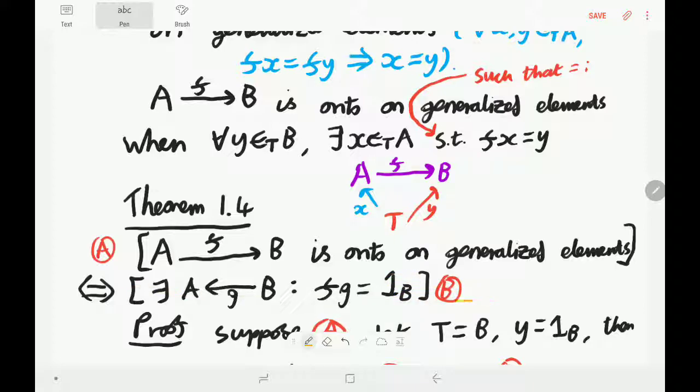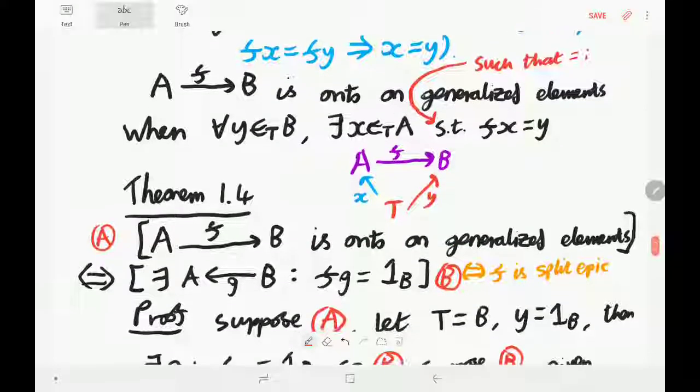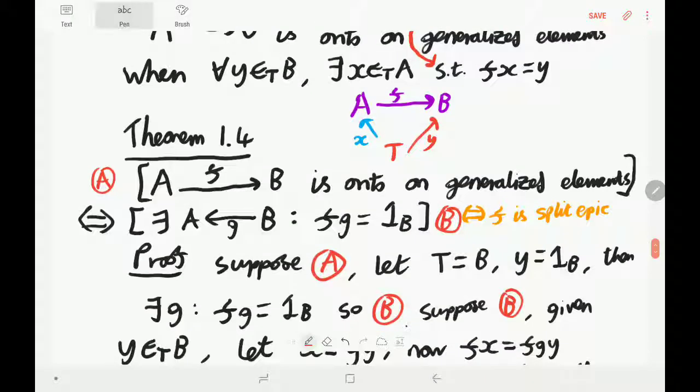So that statement B here is equivalent to saying that F is what they call split epic. But we see that the theorem is that this is equivalent to saying that F is onto on generalized elements. Okay, so these are all sort of synonymous. So how do we see this theorem?